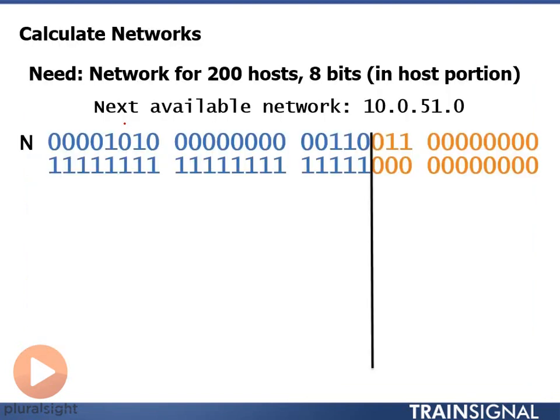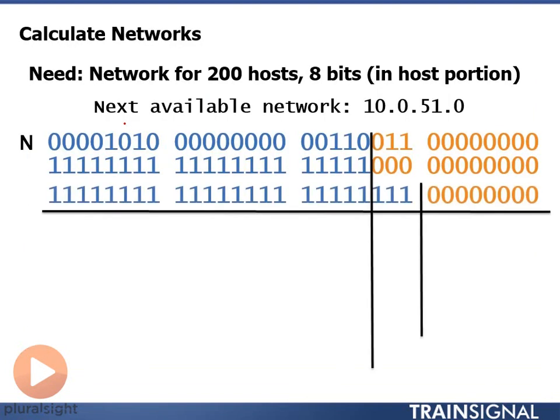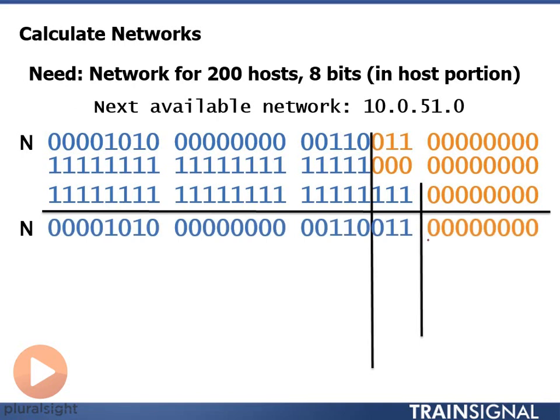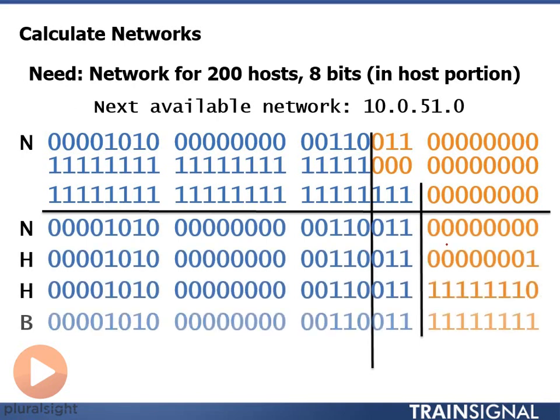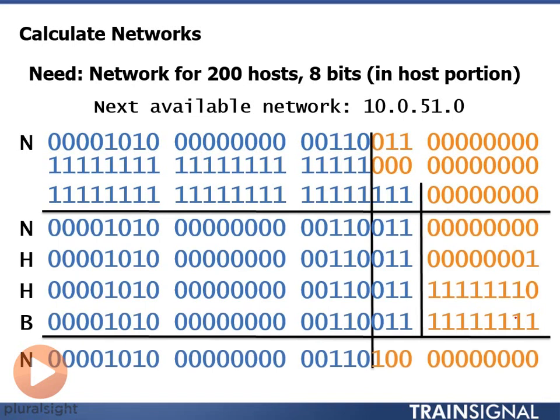So when we go back to do our next problem here, our new mask is going to be the same as the previous example. We need 8 bits in our host portion. We then carry down 10.0.51.0, find out our first host, our last host, and our broadcast address. And then what we're going to do is add 1 to our broadcast address to tell us our next available network.